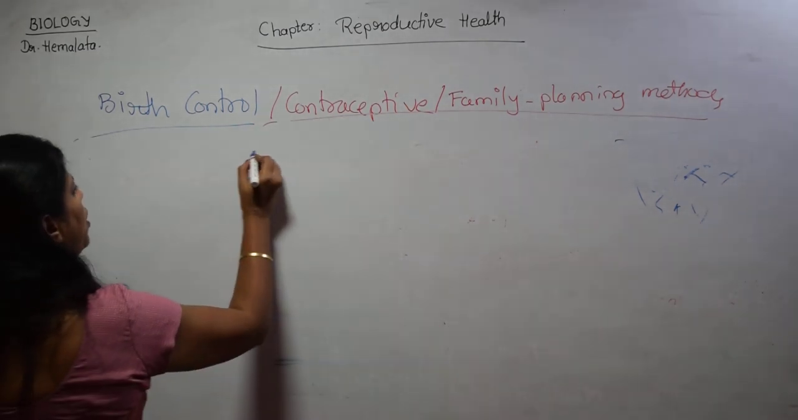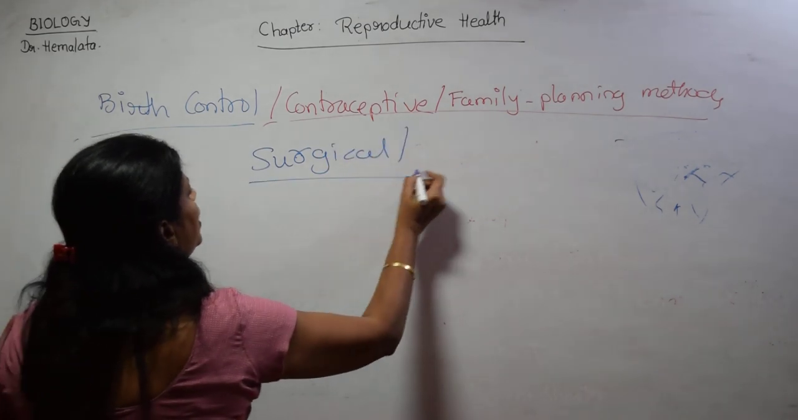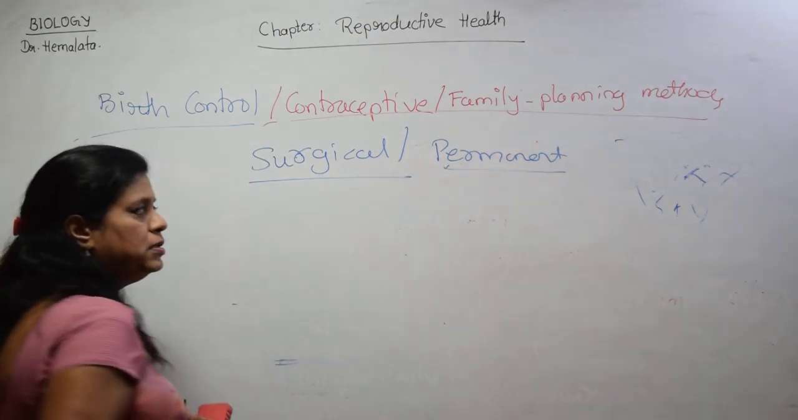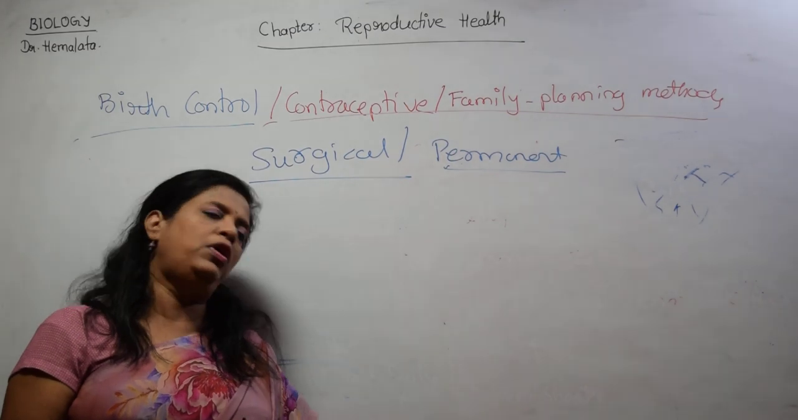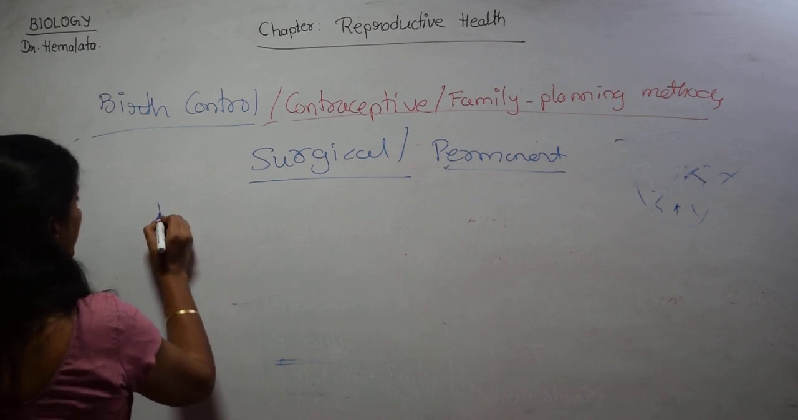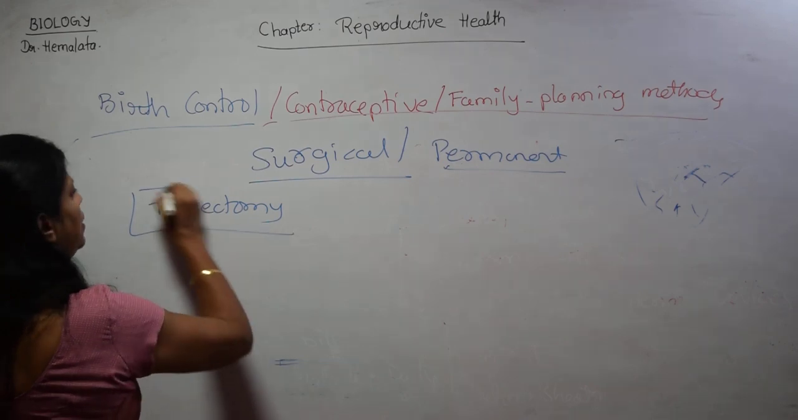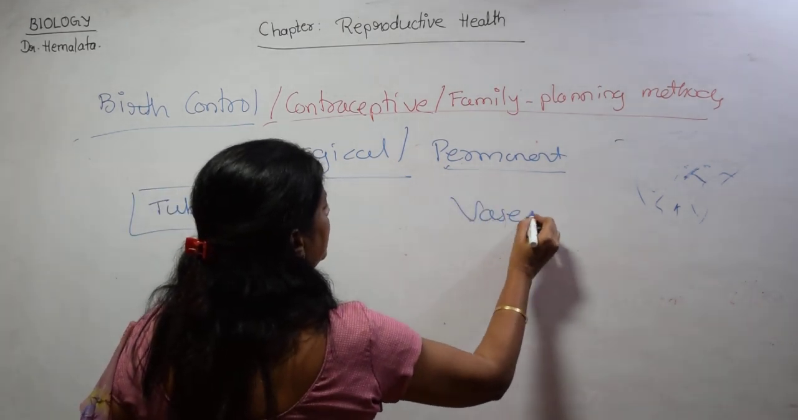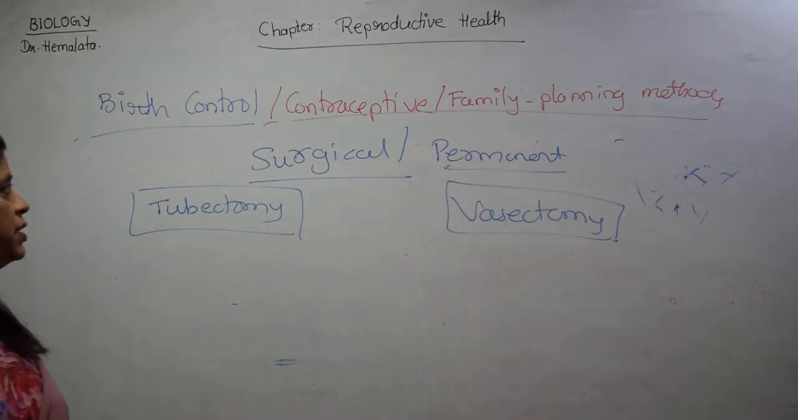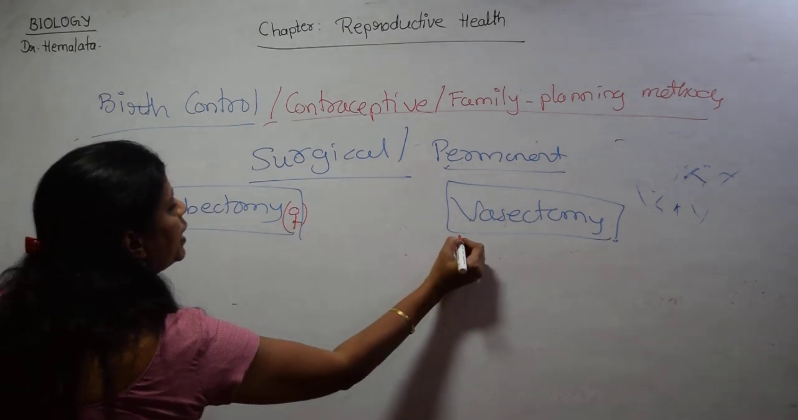Now let me talk about the surgical methods of family planning, or we call them the permanent methods. These are, as you must know, very popular. One of them is tubectomy, another one is vasectomy. Tubectomy is a surgical family planning method in females, and vasectomy is the family planning method in males.